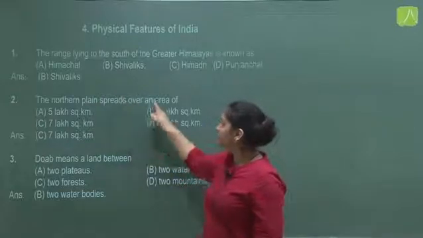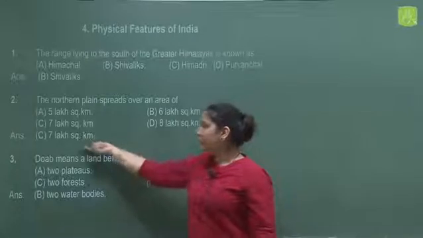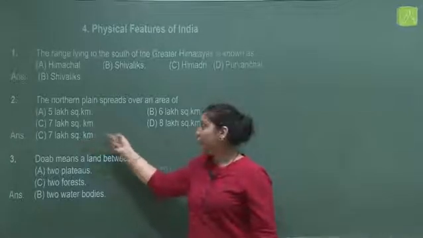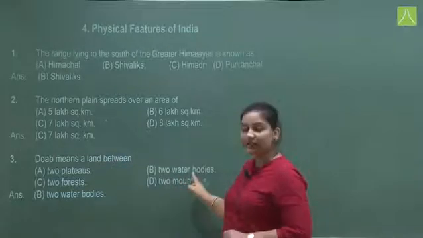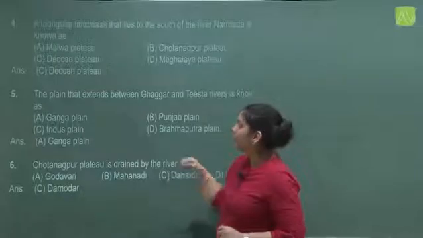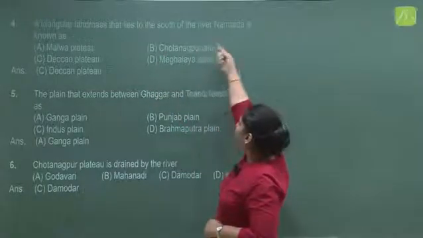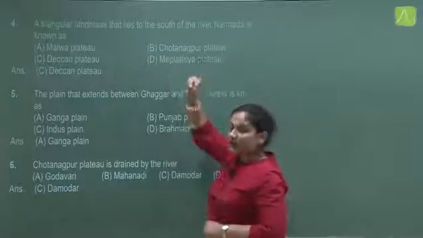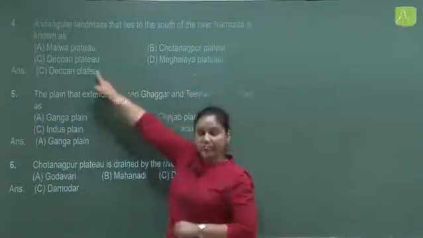The northern plains spread over an area of, as we had already discussed, this is a fact-related question, the answer is 7 lakh square kilometers. Doab means a land between two water bodies, as we had given the example of Punjab. Next question: a triangular landmass that lies to the south of river Narmada. South of river Narmada, the plateau region which will lie is the Deccan Plateau.